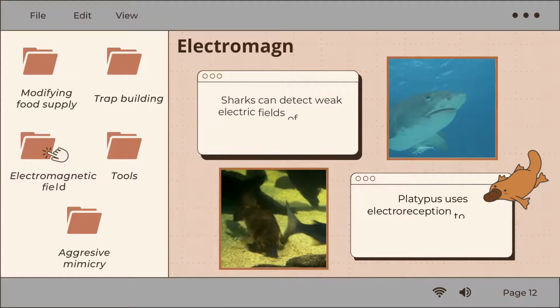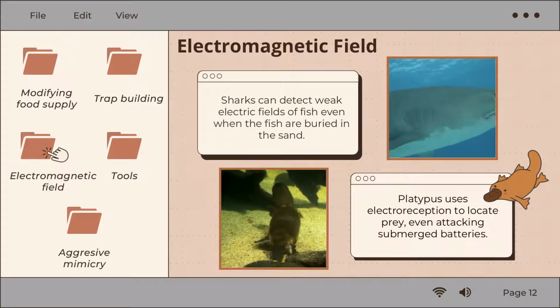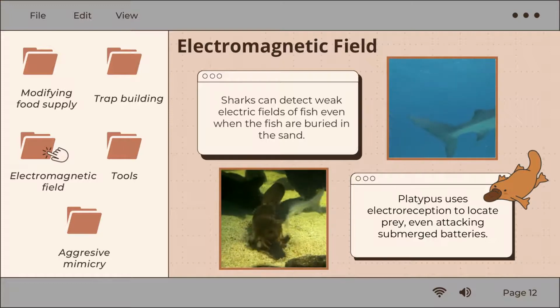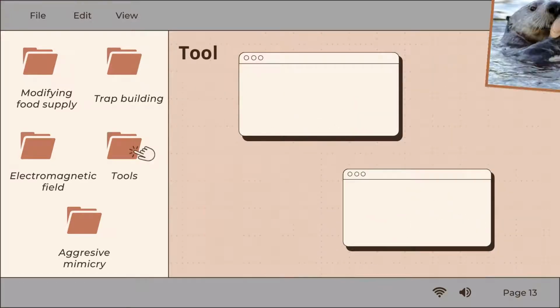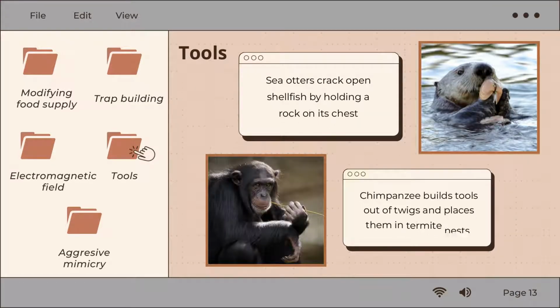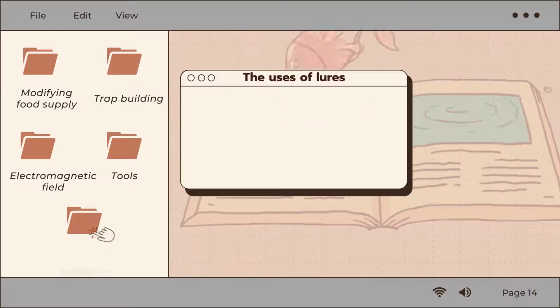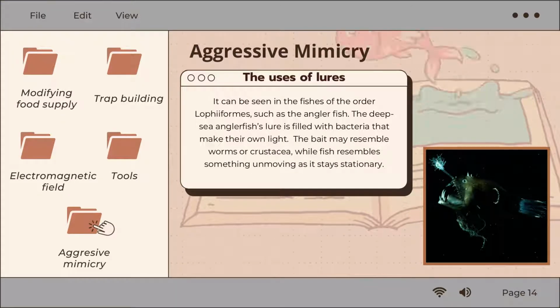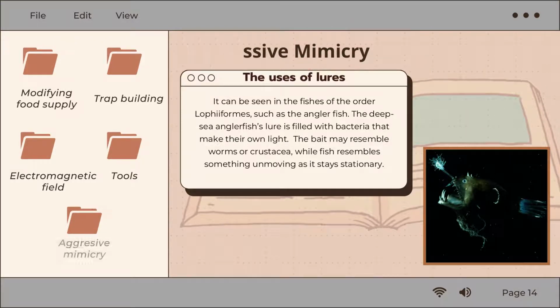For the electromagnetic field, sharks and platypus use electric fields and electroreception to detect the location of the prey. Sea otters and chimpanzees both make use of tools from natural resources such as rock and twigs in order to get access to food. For aggressive mimicry, the animal uses lures in order to acquire food.